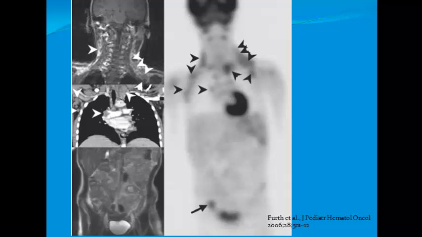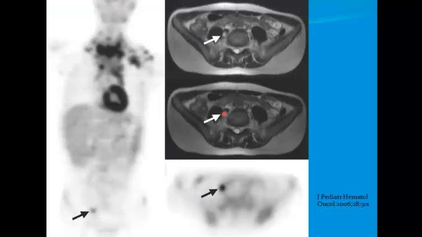13-year-old boy with Hodgkin's disease who has disease in the cervical region, in the supraclavicular region, and also in the right axillary region, and in the right pulmonary hilus. So that's fine, but there's also this focus here in the pelvis on the PET scan, which on MR at first, on just side-by-side imaging, was thought to represent activity in the ureteral bed.